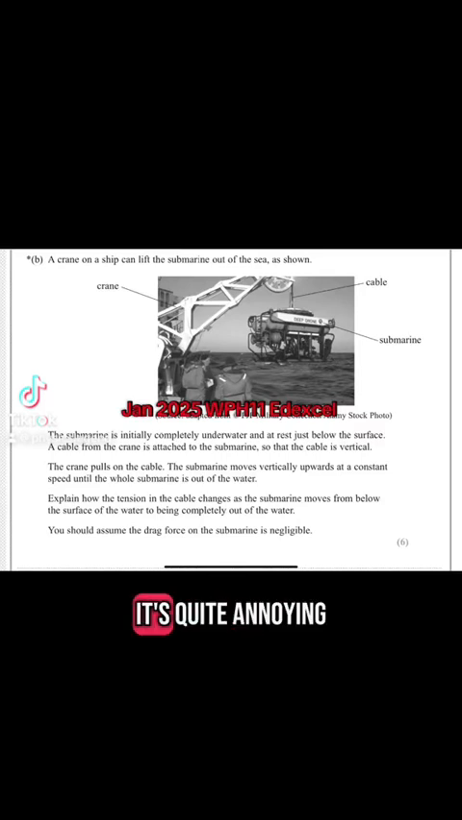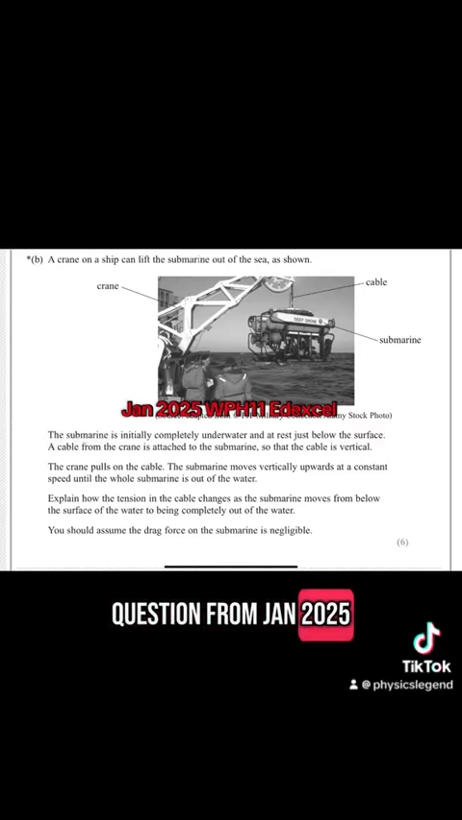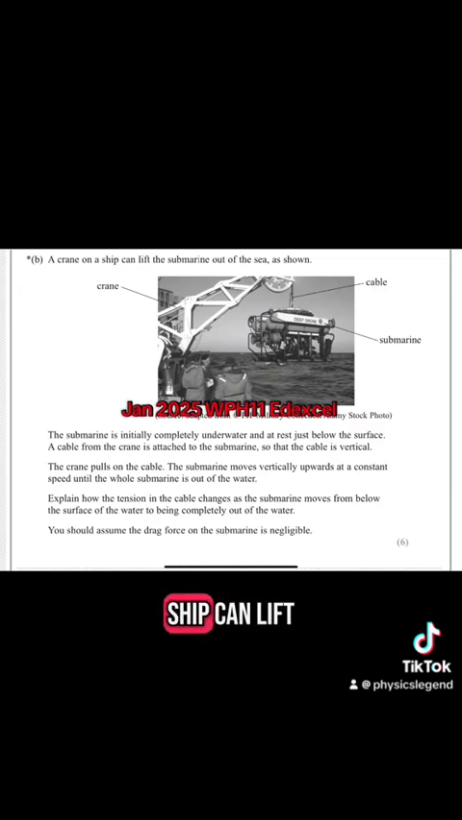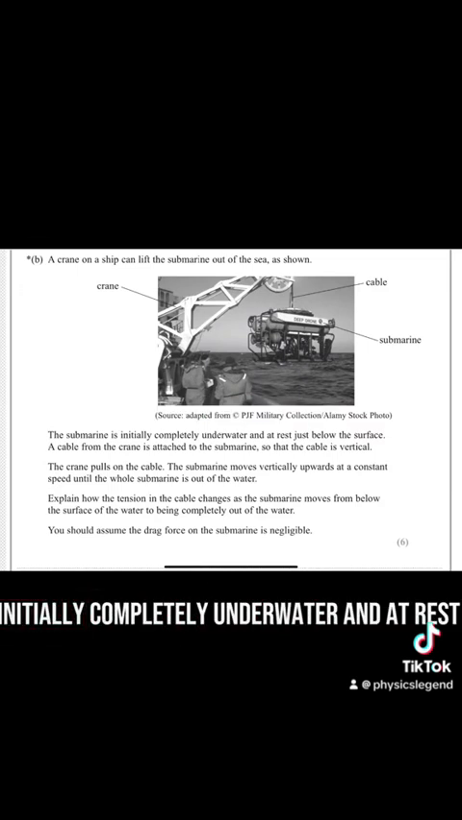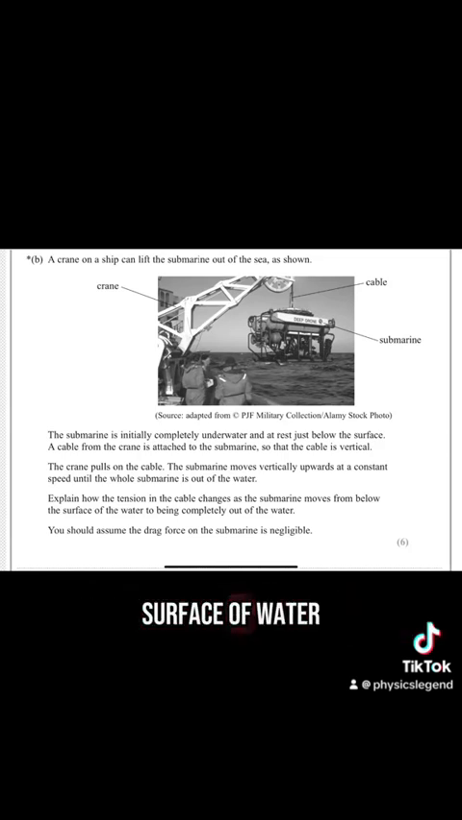Hi. It's quite an annoying, naughty question from January 2025. A crane on a ship can lift a submarine out of the sea. The submarine is initially completely underwater, at rest and below the surface of the water. The cable from the crane is attached to the submarine so that the cable is vertical.